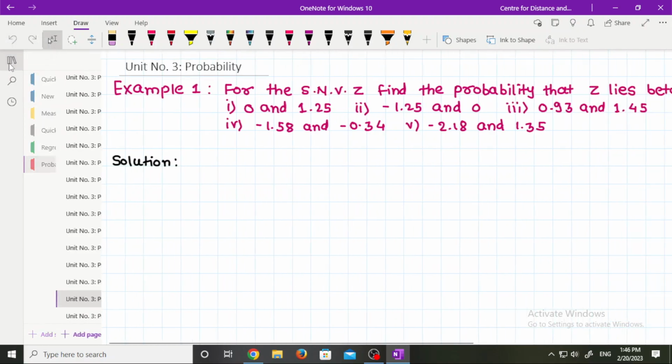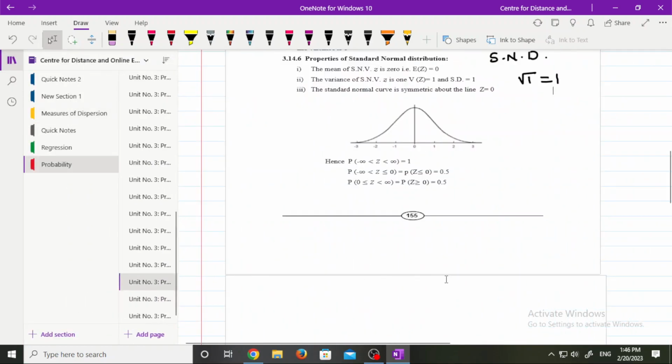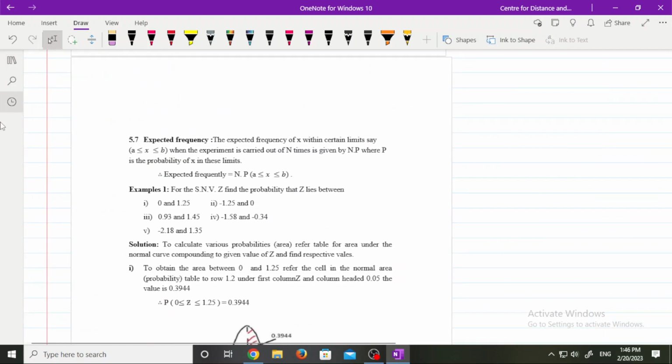Now after this we see example 1. Here the expected frequency is missing. The expected frequency of x within certain limits, say a less than or equal to x less than or equal to b, when the experiment is carried out N times, is given by N into p, where p is the probability of x in these limits. That is, expected frequency is equal to capital N into p, where x lies between a and b.